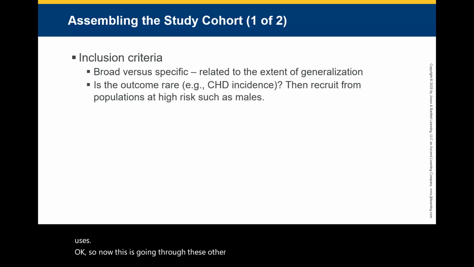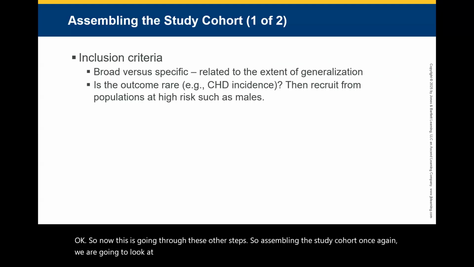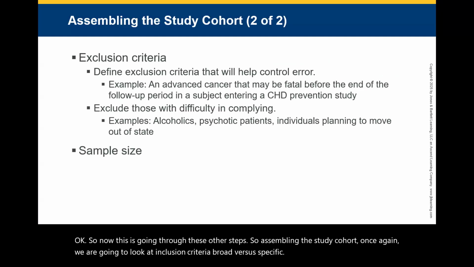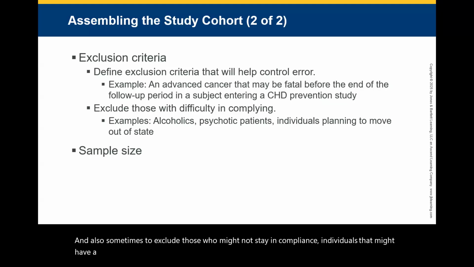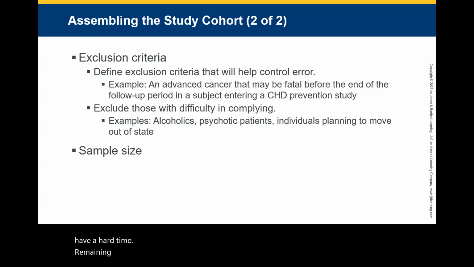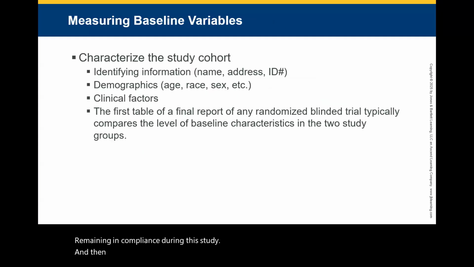So assembling the study cohort, once again, we are going to look at inclusion criteria, broad versus specific. We also define the exclusion criteria. Once again, this is to help control error, and also sometimes to exclude those who might not stay in compliance, individuals that might have a hard time remaining in compliance during the study. And then, of course, look at sample size.